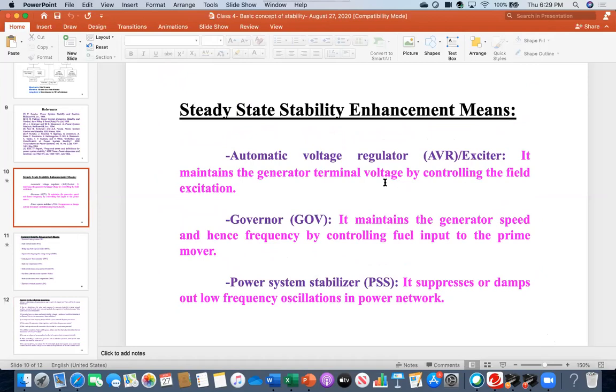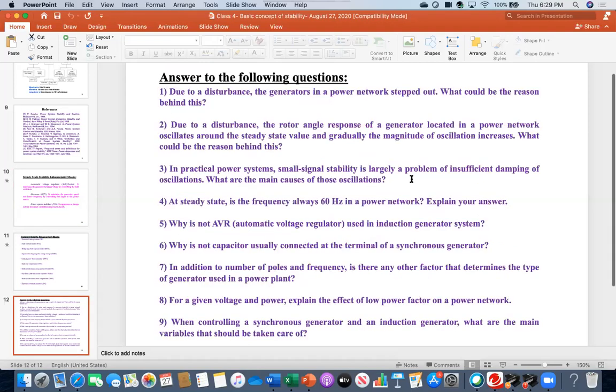So this means it is used with the synchronous machine. Synchronous generator has the magnetic field, so you have to excite that, you have to control that. But in case of the induction generator, there are no physical magnetic poles, so you don't need to use any AVR. Whatever control is done with the help of capacitor or other mechanism.